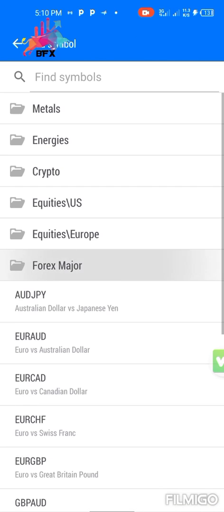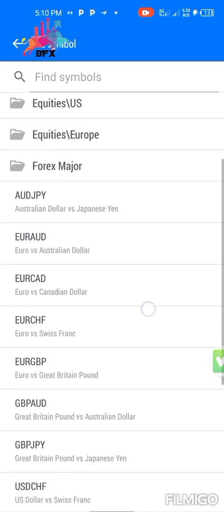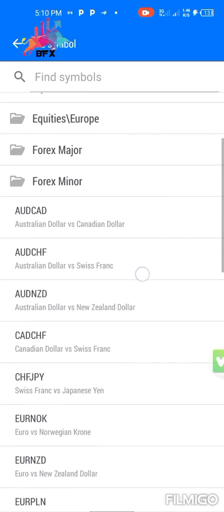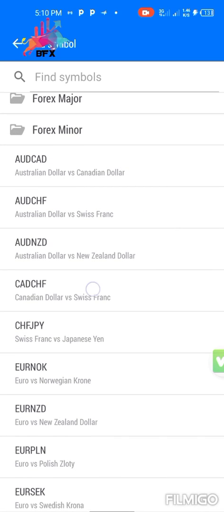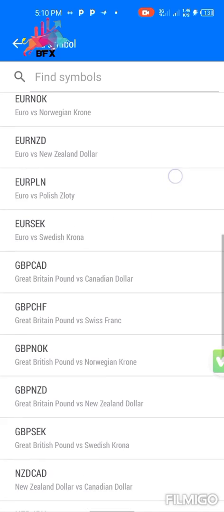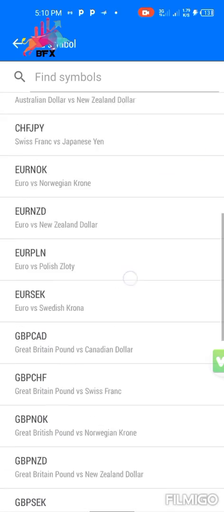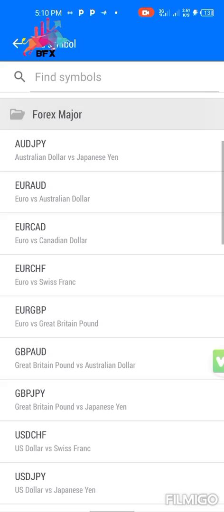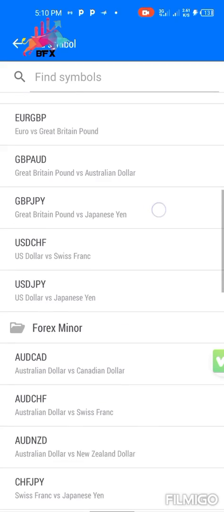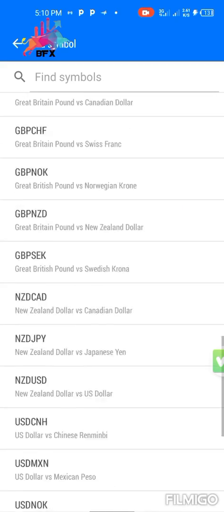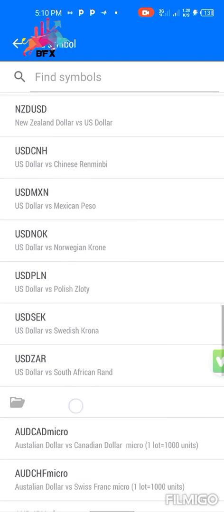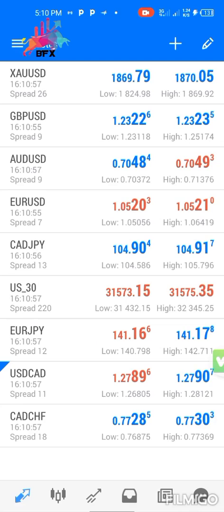Okay, forex major, Canadian dollar. I don't have Canadian dollar here. Okay, I think it should be in forex minor. Forex minor. All right, I can see Canadian dollar. I should have CJ, Canadian dollar, Japanese yen. Why am I not seeing that? Okay, I really don't know why I'm not seeing that, but we can just make do with what we have. Forex micro, no. All right, so okay, yeah, I think this is what I'm looking for.